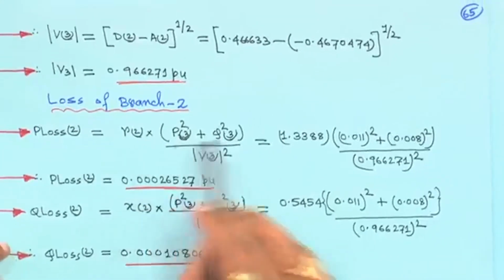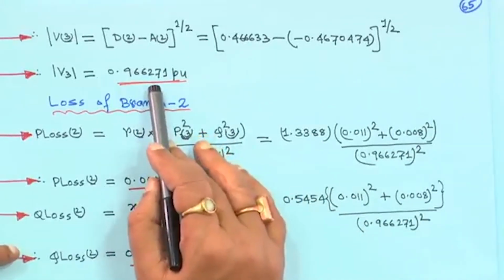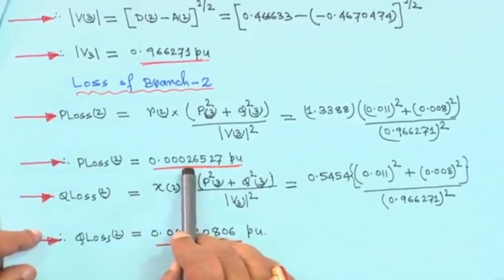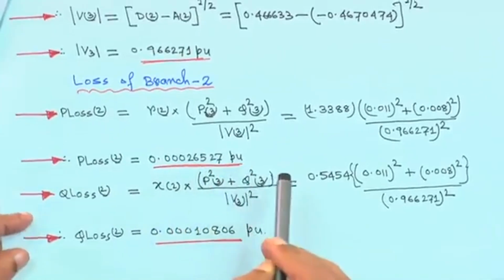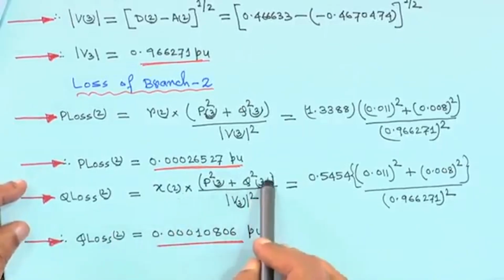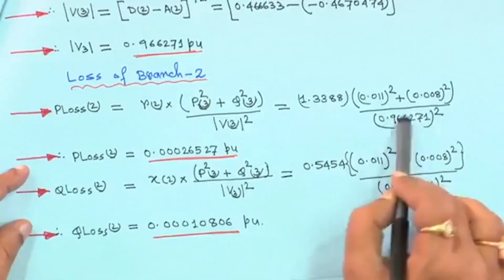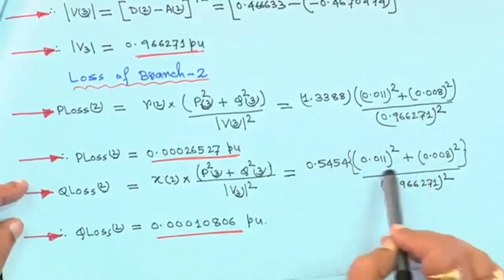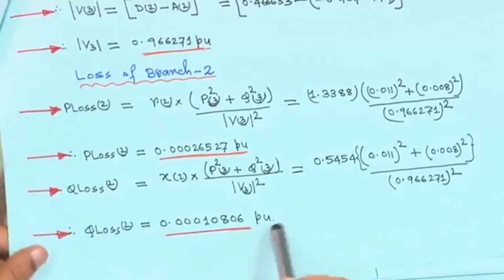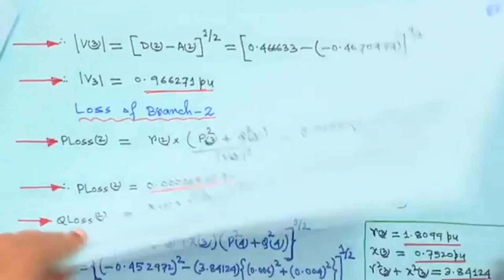So, you substitute R 2 in per unit and P 3, Q 3, and the voltage V 3 you have just computed here. You will get P loss 2 as 0.0026527 per unit. Similarly, for Q loss 2 you have to take X 2 into (P 3 square plus Q 3 square) upon V 3 square. So, only R and X are changing, this term is the same, right. Once you compute this term separately, you multiply it by R once and by X once. So, Q loss 2 is 0.000108006 per unit. This is the loss of branch 2, because in the next iteration the loss has to be added, right.